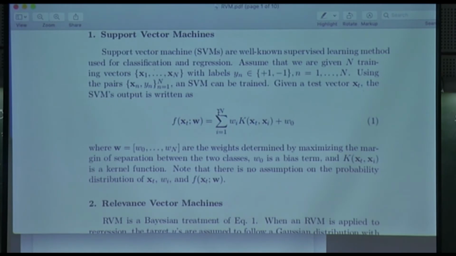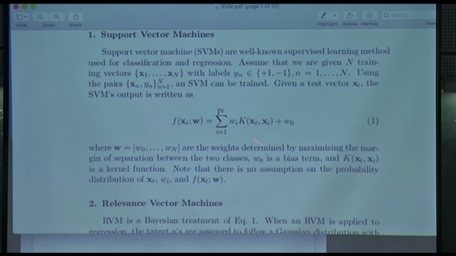So remember, this is support vector machines, a well-known supervised learning method for classification or regression. We are given n training points with some labels +1, -1. Using the pairs x_n and y_n, an SVM can be trained, and given a test vector, the SVM's output can be written as this. It's some weighted combination of a kernel plus some offset: w_i k(x_i, x_t), where x_t is the test point and x_i are the points that I have. So this is approximately the function that we want to generate.